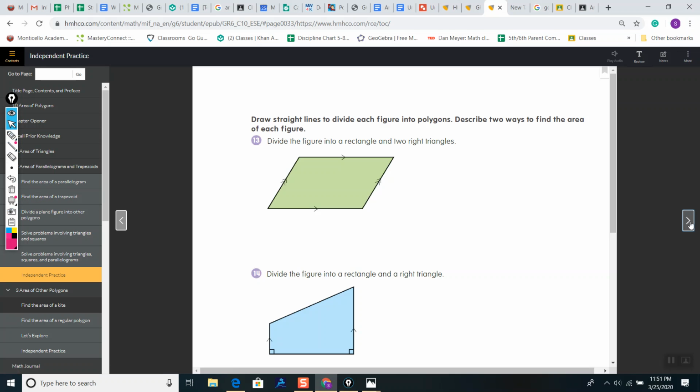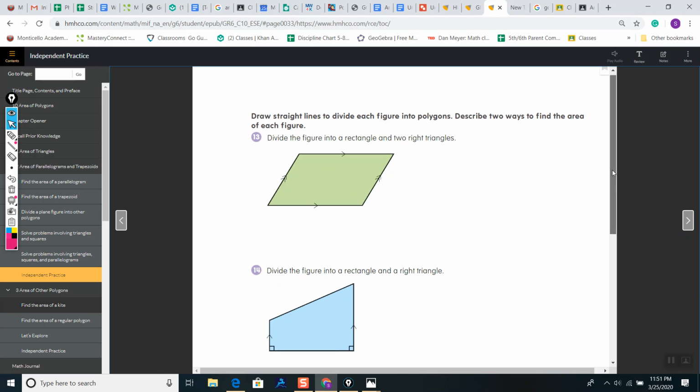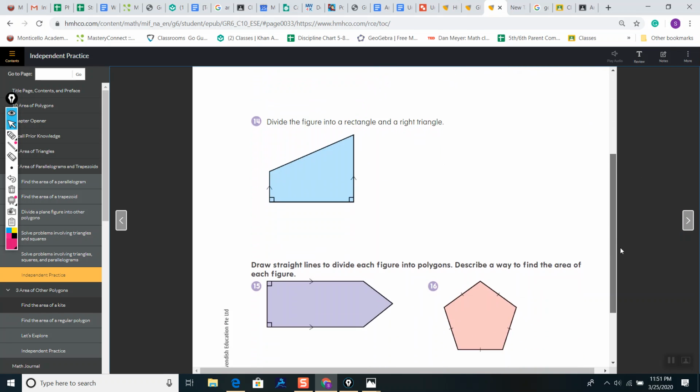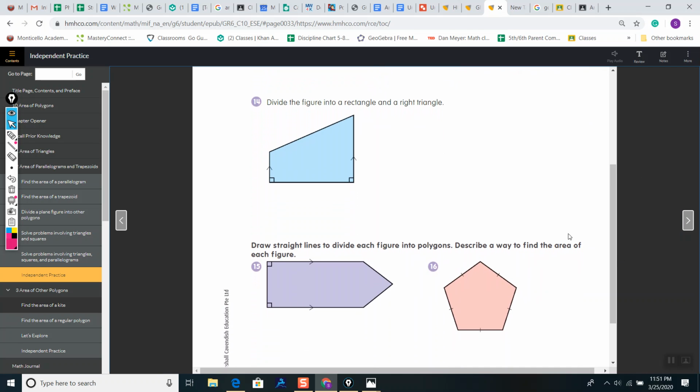Number 14. These ones, it just wants us to divide this figure into a rectangle and a right triangle. So I just need to draw a line here to make a triangle and a rectangle. And the best place I can see to do that is just draw this line right across here. Done. That was easy, right?